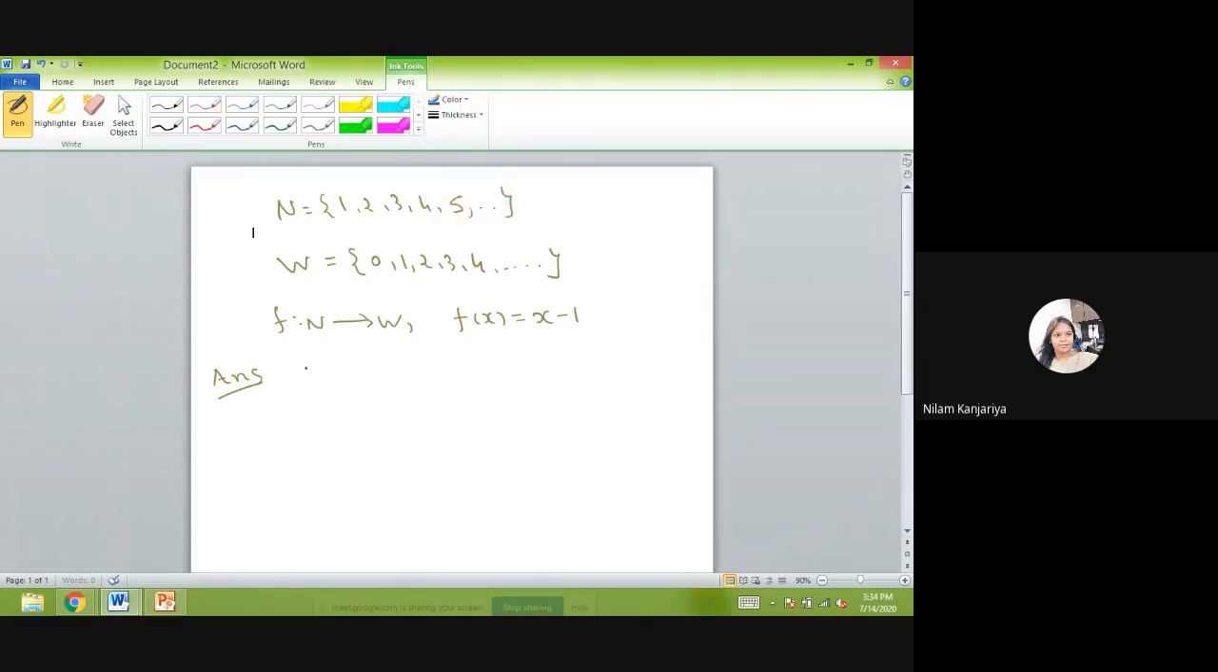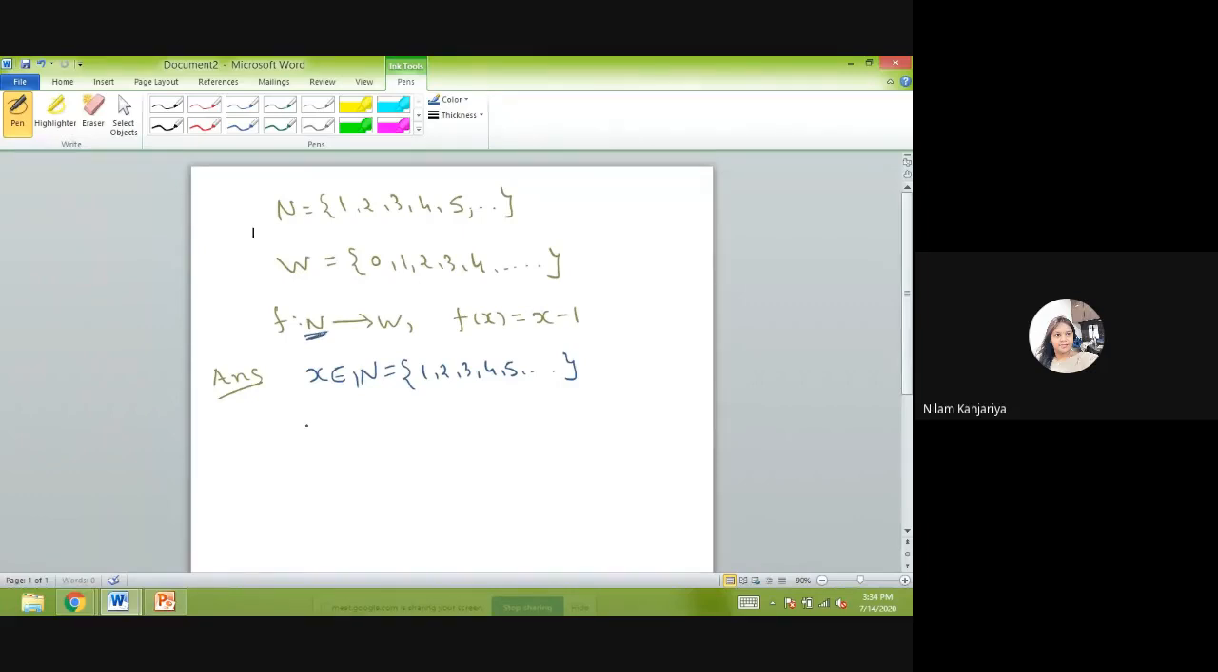Always take the values of x from the domain, and the domain set is N. So x is taken from N. N is 1, 2, 3, 4, and 5. Always put the value of x, taking it from the domain set, and the first set is always the domain.